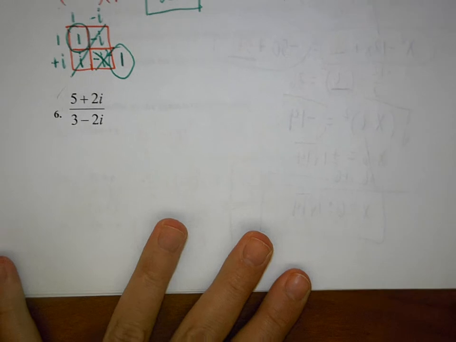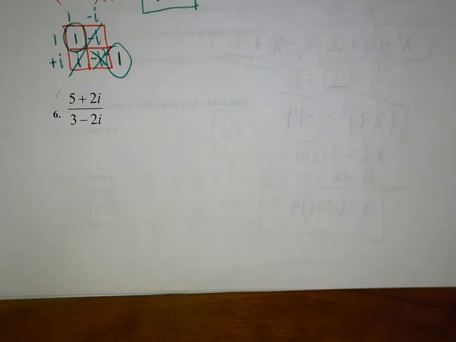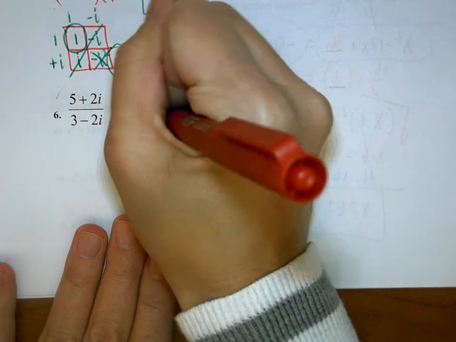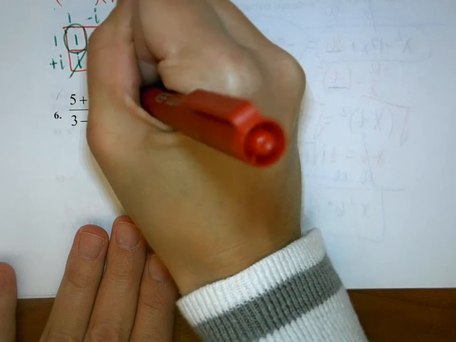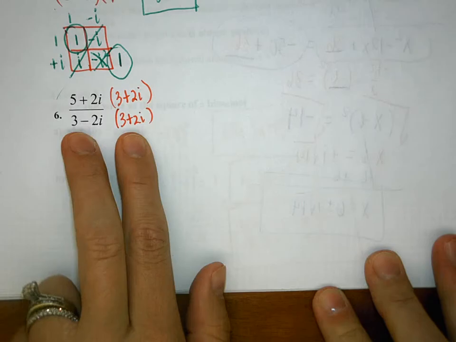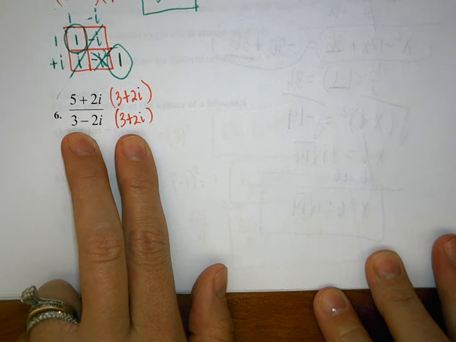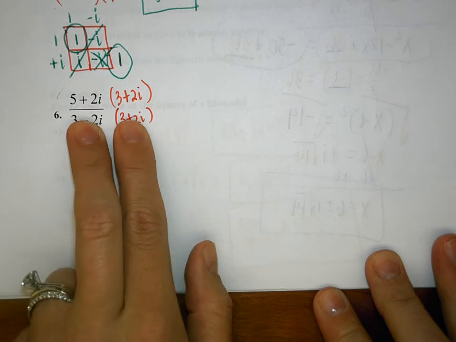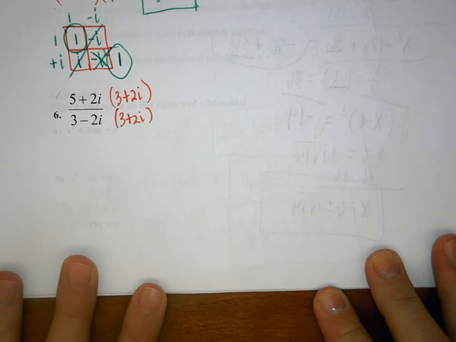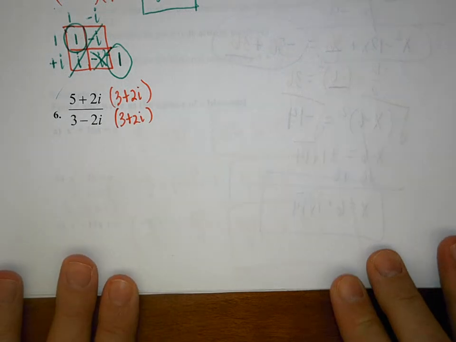What am I going to do? We're going to have to multiply by the conjugate, which is 3 plus 2i. And whatever I do to the bottom, I also have to do to the top. So on the bottom, I'm going to multiply and make a box. What do you think I'm going to do at the top? The same thing. You're going to have to make a box as well. Exactly. So I'm going to give you guys a chance to try this one on your own. Okay?